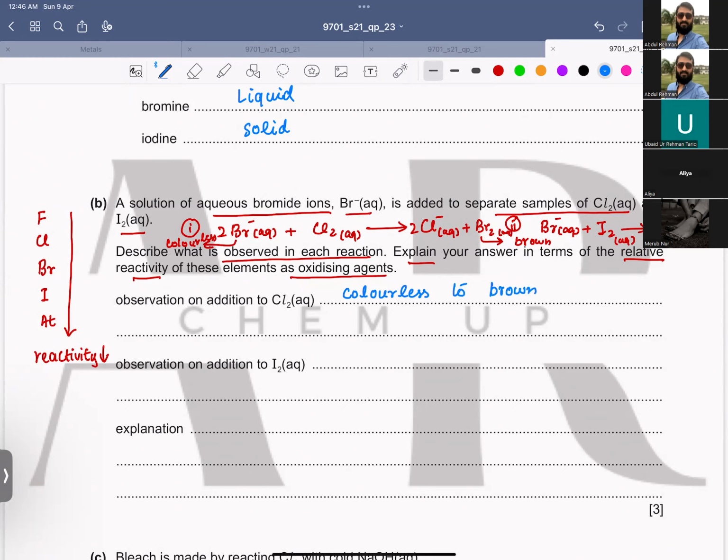And in iodine, I may write there is no visible change, as we have already seen that the reaction could not occur. So there is no visible change. Is this understandable to everyone?